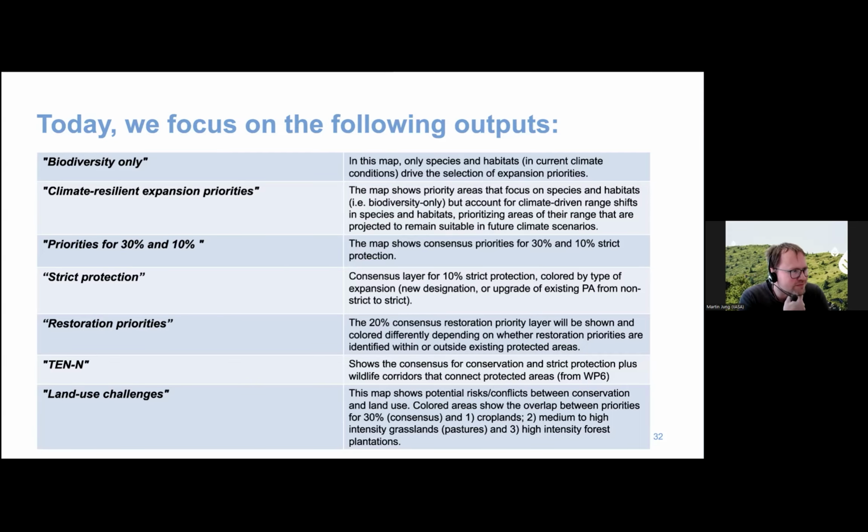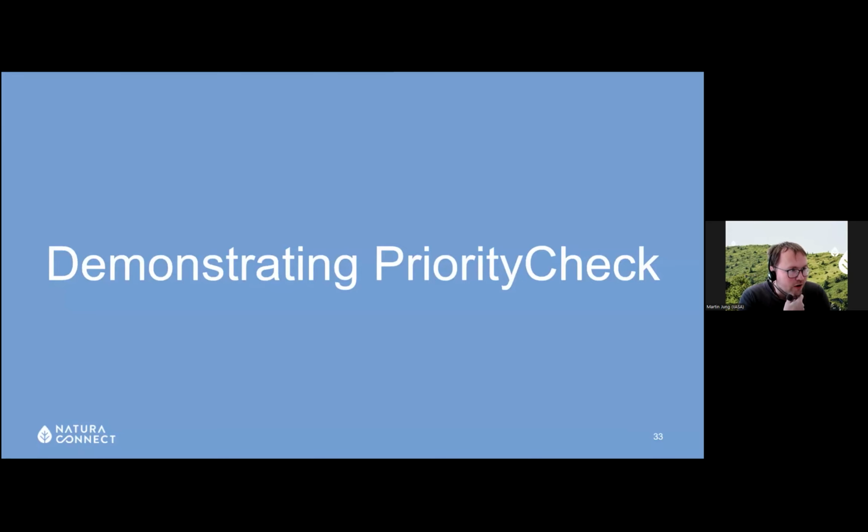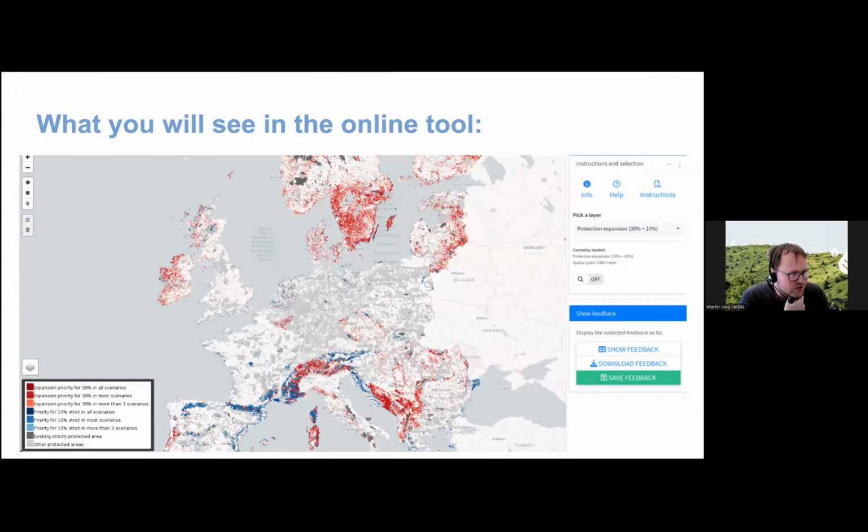Next slide. Okay, now I'm just going to quickly show you a slide of the priority check tool to guide you a little bit on how it will look. You will see this later in the breakout groups as well. Next slide. So what you will see in the online tool is essentially a big map in the center and a set of UI elements on the left and right. Next.